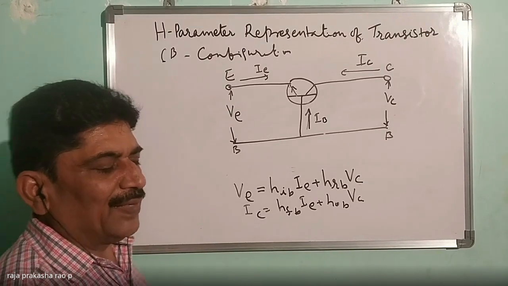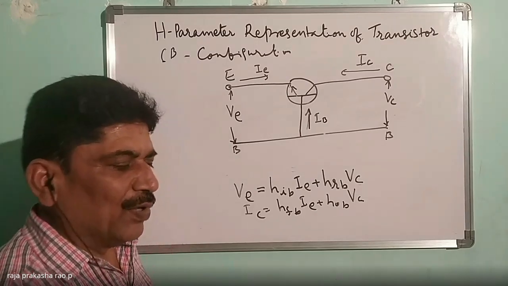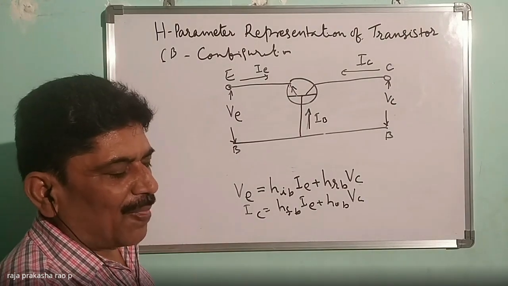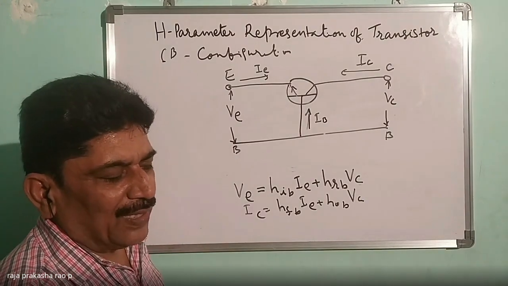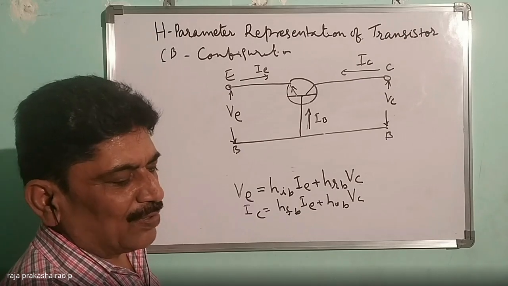A circuit may have resistors, capacitors, and voltage sources, is it not? Input signal, output load resistor, all these things will be there.